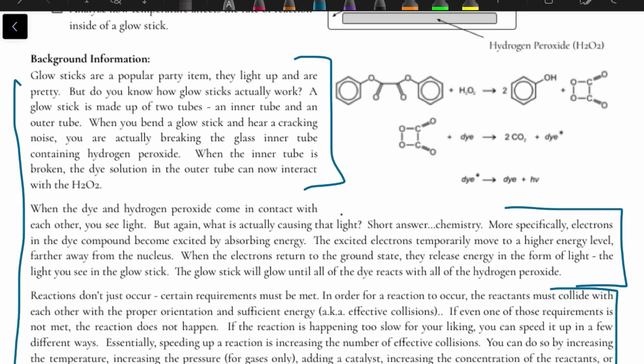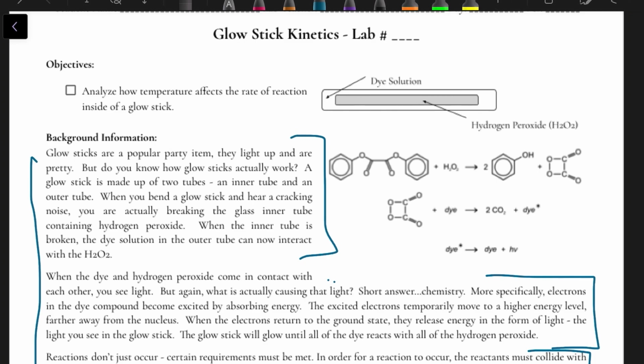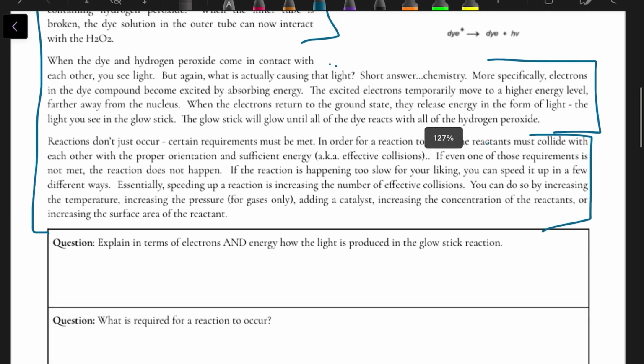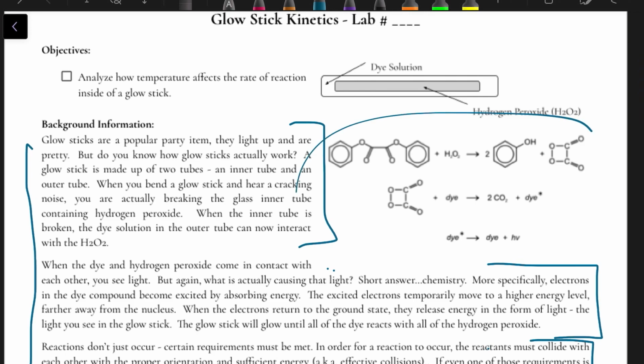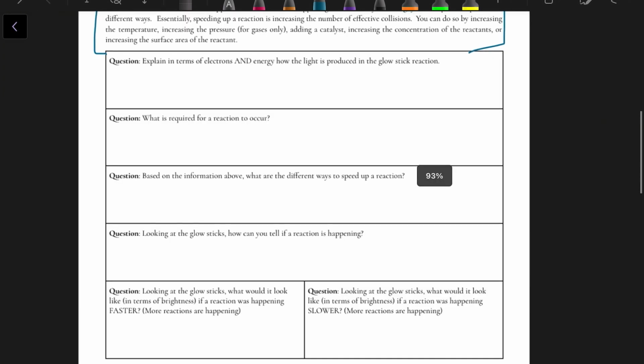So the whole point of today's lab is to see how temperature affects the kinetics of the glow stick reaction, which, if you were curious, is this. Not that you'll ever be tested on it, but that is that. So you have some questions.